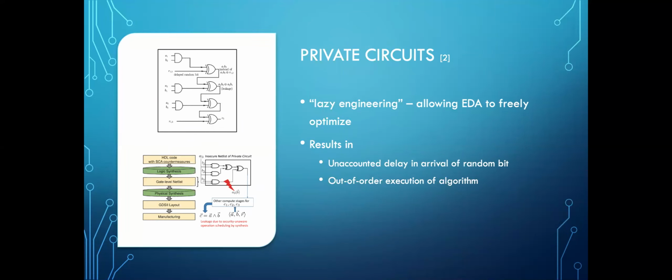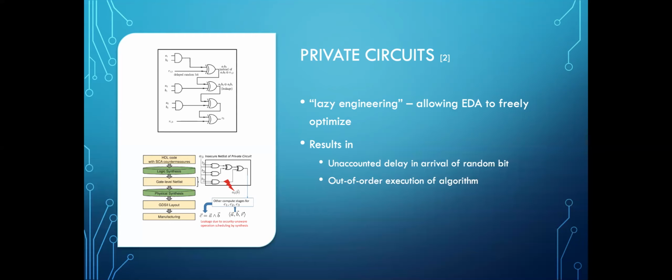So private circuits are circuits that were intended to provide some sort of secrecy against SCAs. Unfortunately, leakage can still occur from this type of circuit because of the optimizations carried out on netlists. So here, this is where lazy engineering can be problematic. Lazy engineering refers to just allowing EDAs to freely optimize your circuit. So even if you implement this private circuit correctly in like a high level language or whatever, your EDA optimizations may result in SCAs.